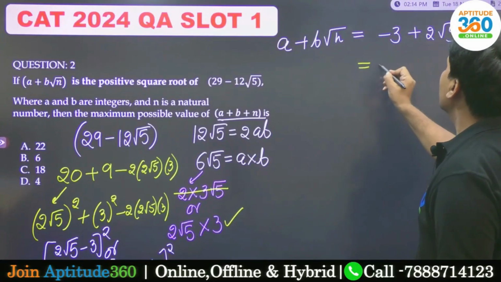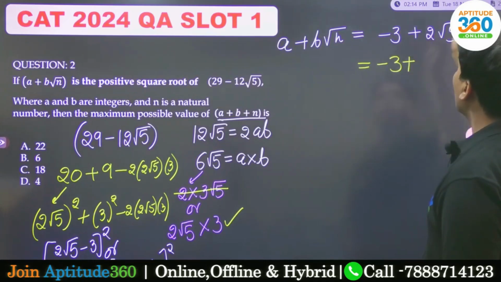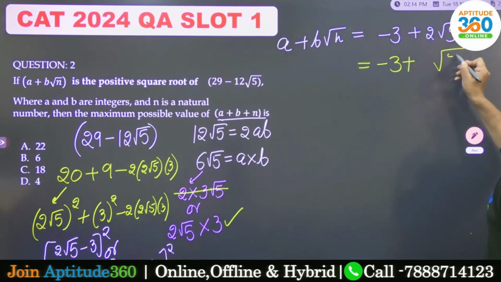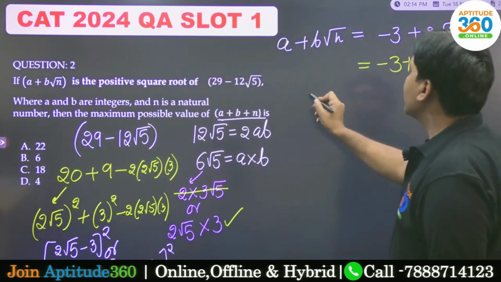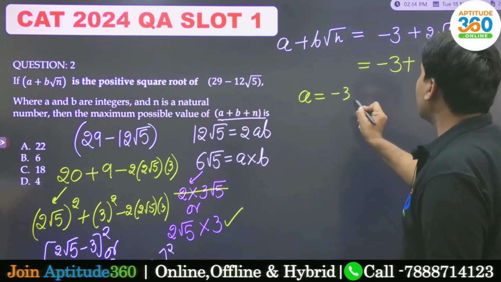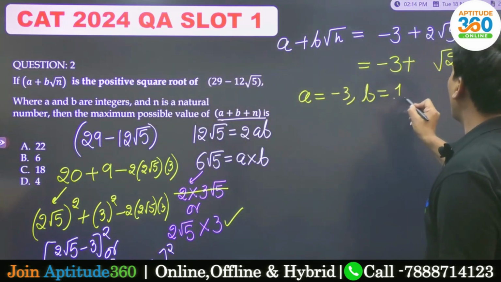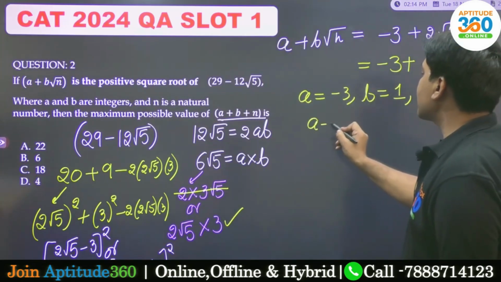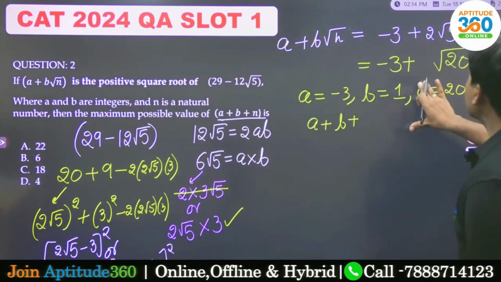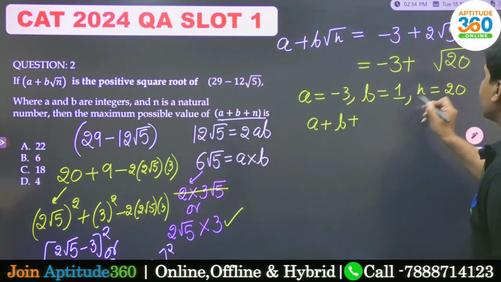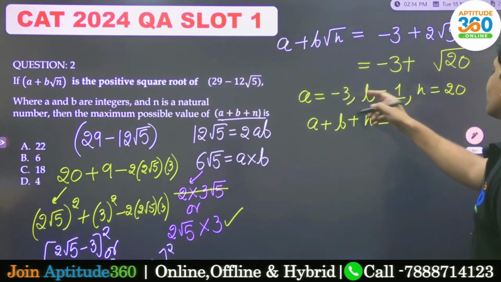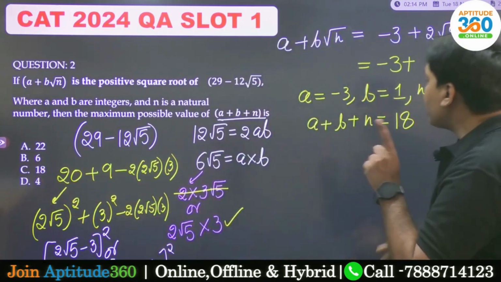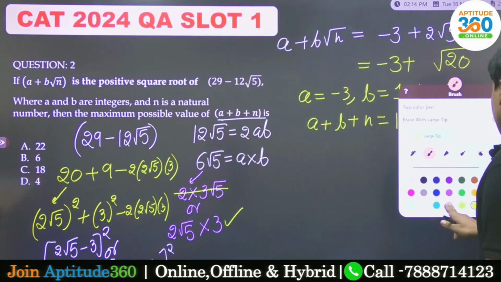I will be doing this. Negative 3 and then 2 goes inside the square. So it becomes nothing but 20. Now if you compare, a over here will be negative 3, b will be 1 and n will be 20. If you find out the value of a plus b plus n, that comes out as nothing but 18. Do we have 18 as an option? Yes, 18 is an option, but we should be able to check the second option out here.